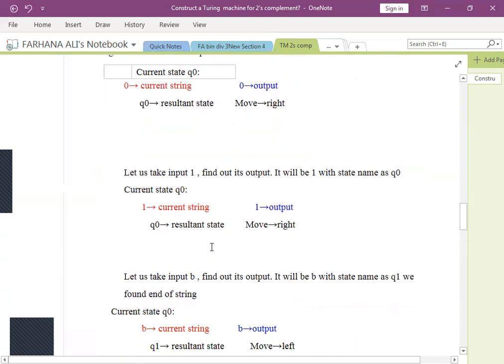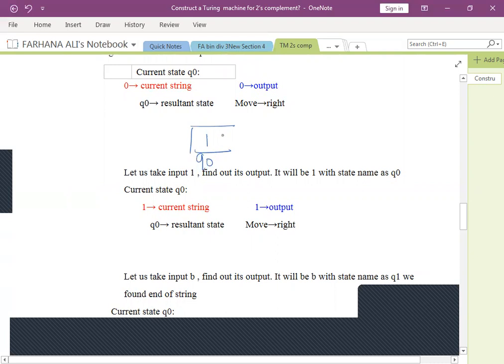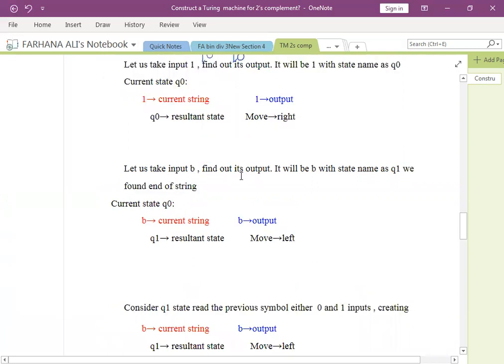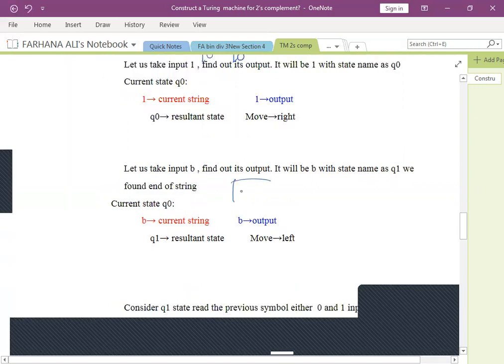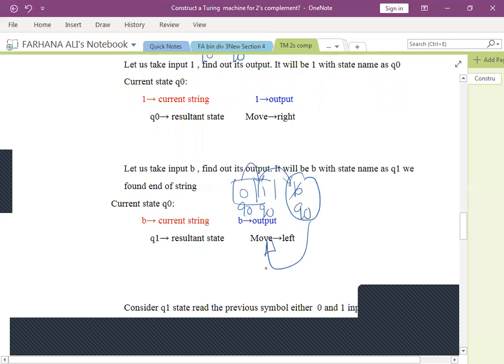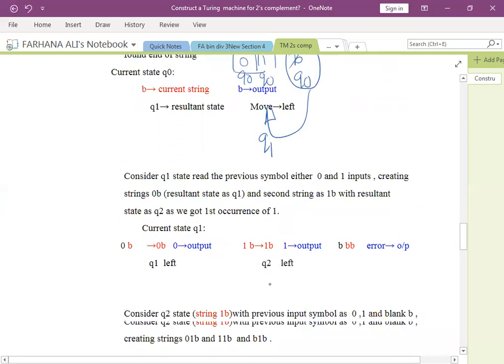Now, if the string has started with 1, with the initial state as Q0, we will simply move towards the right hand side with the resultant state as Q0. After reading all the inputs, Q0 with input 0, we move towards the right hand side, Q0. Q0 with 1, again we move towards the right hand side. Now Q0 with blank will be what? We are going to move towards the left hand side with the resultant state as Q1.